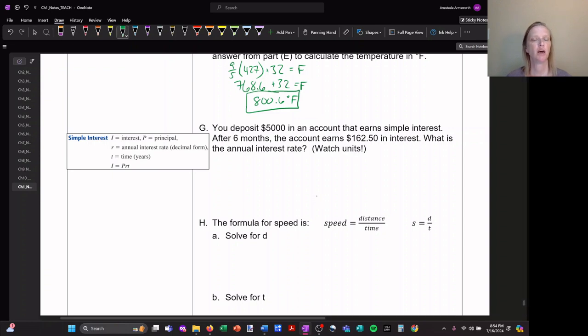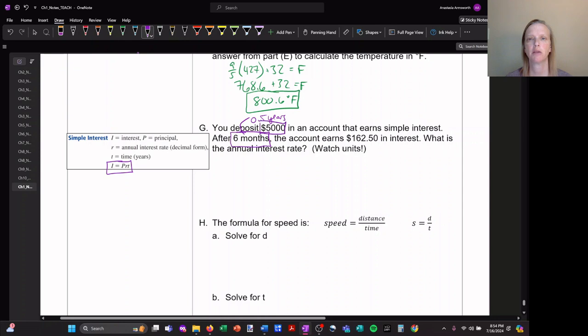In part G, the textbook asks you to do a simple interest calculation. This is the formula for simple interest. I won't expect you to have it memorized. I'll give it to you, or it might be on your data sheet on a test. But interest is the principal times the annual interest rate in decimal form and the time in years. Here, the time has to be in years, so 6 months is going to be 0.5 years.